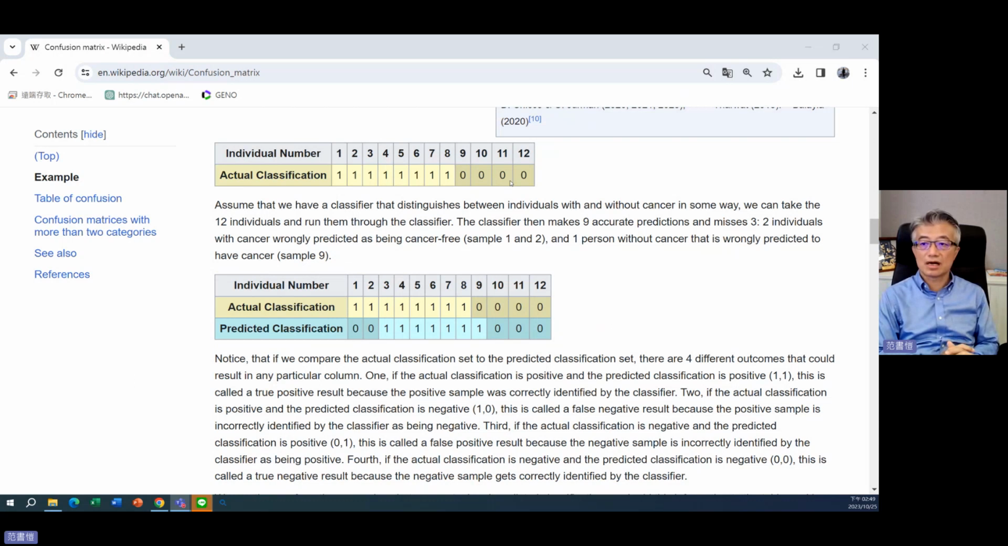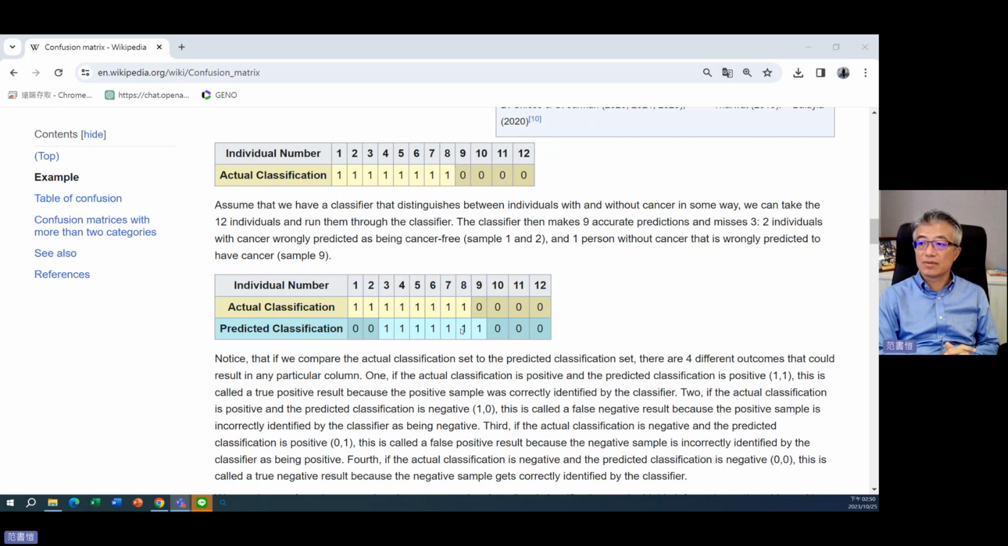So assume we have a classifier that distinguishes between individuals with or without cancer somehow. Then we can take the 12 individuals and run them through the classifier. So we have a predicted label, the classification. Like this, this is the actual, and this is the predicted classification. Only 6 we made the correct prediction.